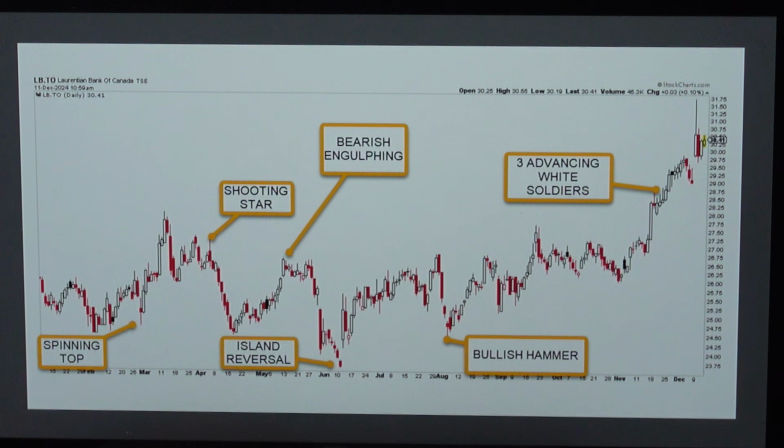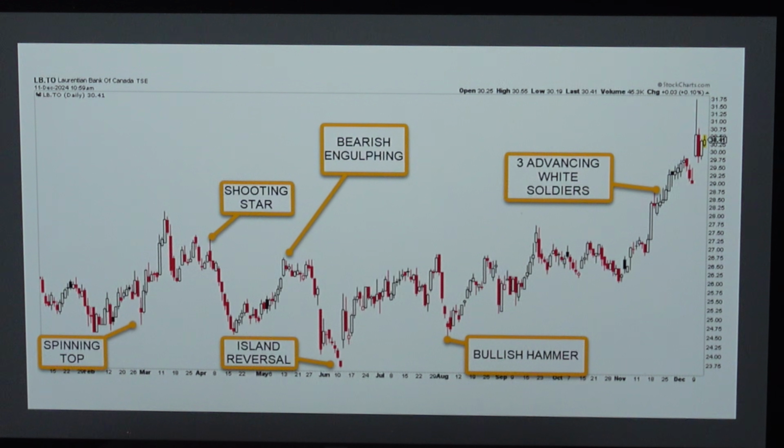Now let's take a look at a chart that I have personally been trading through ValueTrend Wealth Management. This is Laurentian Bank, and we hold a position at ValueTrend in this stock as well as myself personally. Laurentian Bank has been an extremely volatile stock, but it's been a wonderful example of using candlesticks to trade those swings. Let's see how that works. I've marked on this chart the candlestick patterns that we've been talking about.